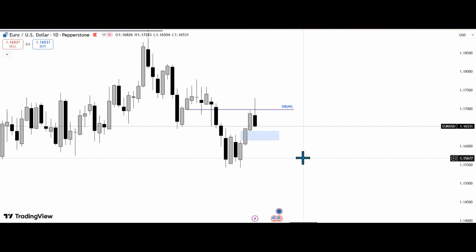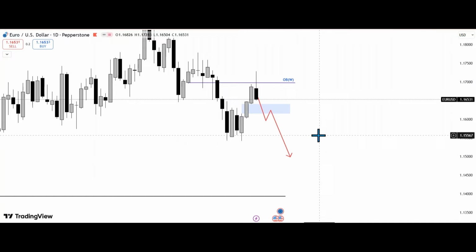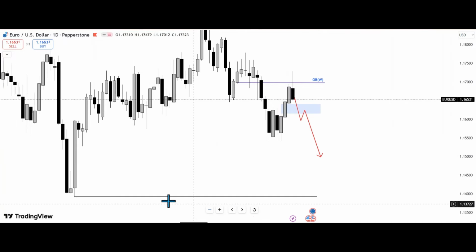So on the daily, of course, our weekly bearish order block is here. We have a daily fair value gap here. So for bearish moves, we want to see price invert this fair value gap. So we want to see price invert this, then we use it to push price lower. And I'd be looking at this sell side liquidity. We have this sell side liquidity here. And of course, this is the first sell side liquidity.